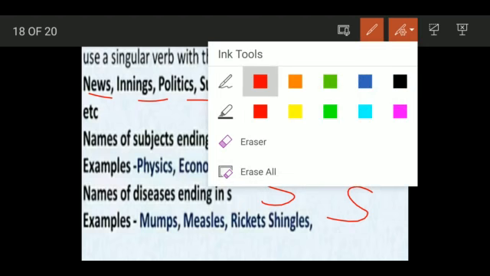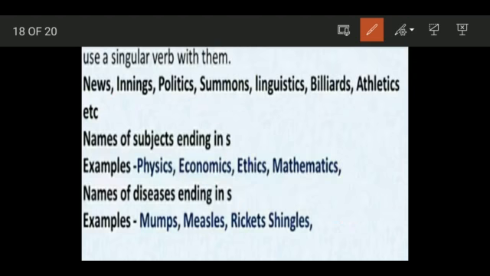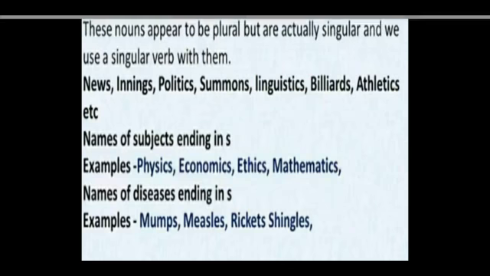Measles is a deadly disease, so we use is. We don't say measles are, no. So these are singular subjects and we will use singular verb with them, even though they are ending with S. So do not get confused. Be very vigilant when you are talking of these terms.